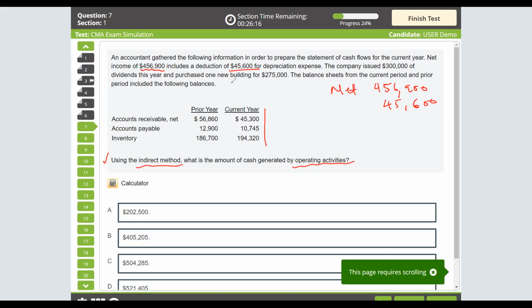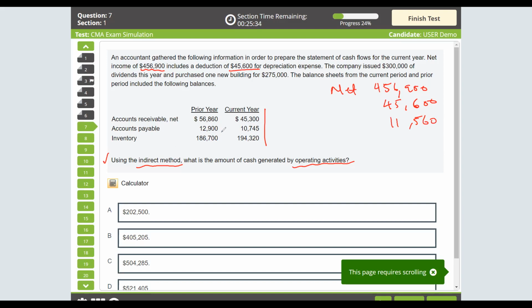Okay. Purchase of a new building is also not operating. That's investing, so we leave it there. We only need the operating activities. So now we're going to find the changes here. Accounts receivable was 5,680 and then it decreased. If accounts receivable decreases, that means we collected cash from customers. That is why accounts receivable decreased. So we are going to add back the cash that we collected, which is the difference between these two, 11,560. Yeah, 11,560 that we add back.